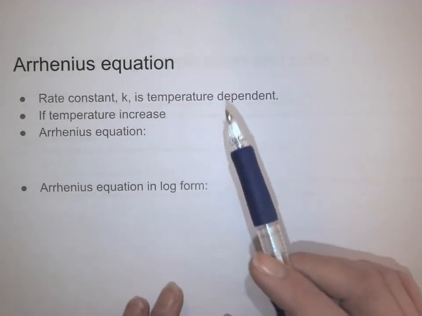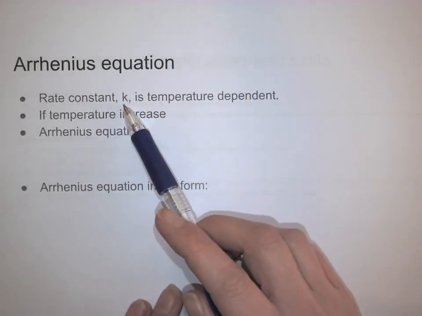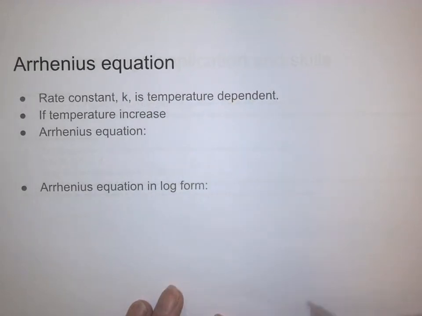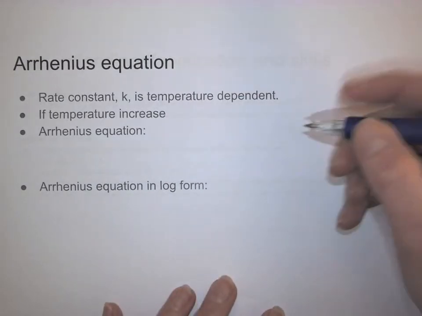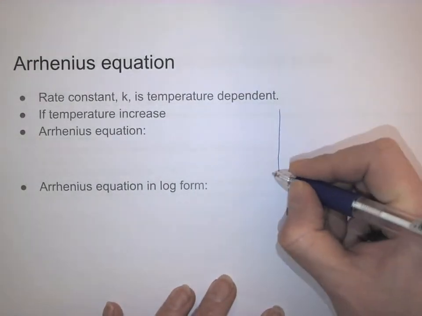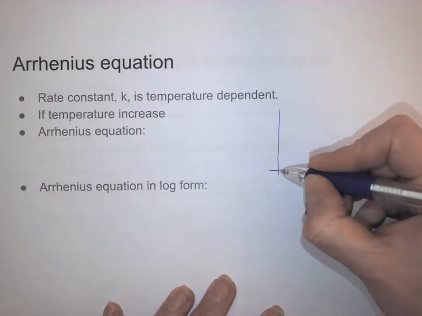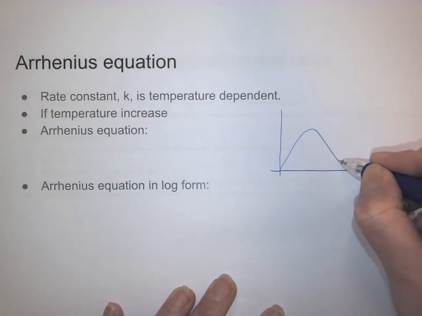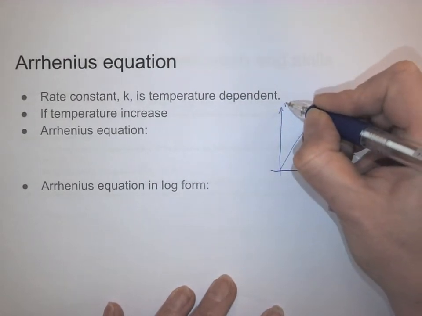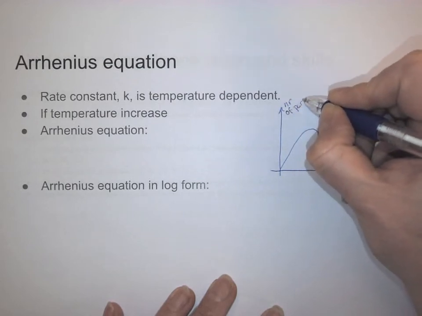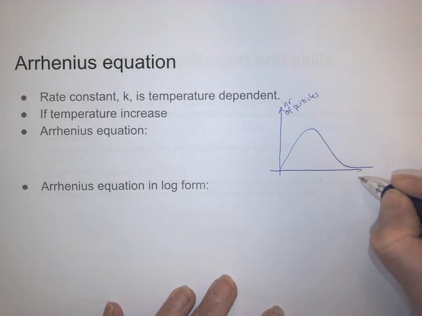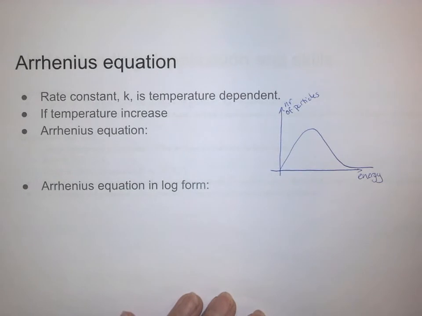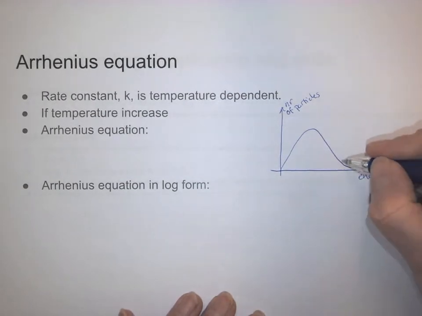The thing is that the rate constant, as we have determined before, is temperature dependent. So what happens if the temperature increases? Well, we could sketch maybe a Maxwell-Boltzmann diagram here, like this. Something like this. We have the number of particles here, and we have the energy on this axis. So this is the distribution diagram. What happens if the temperature increases?